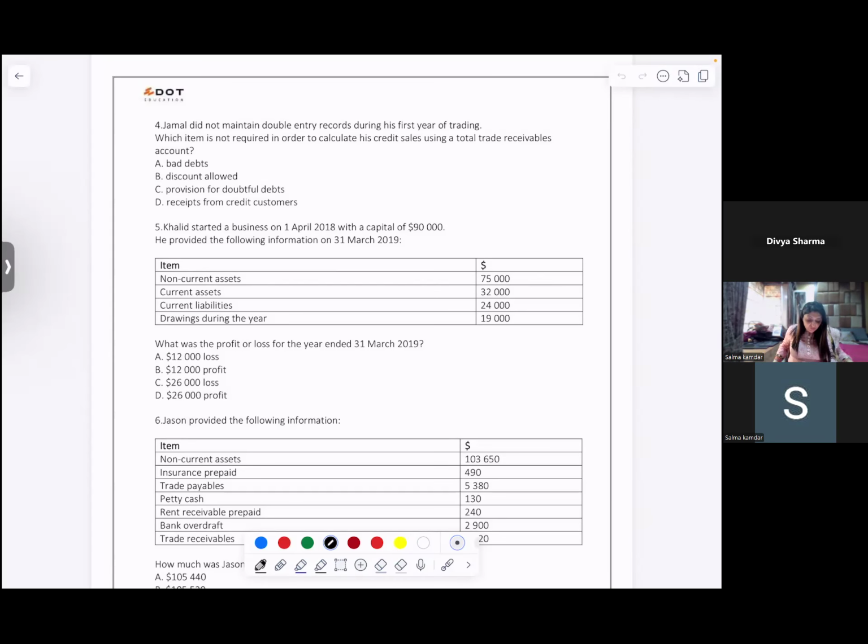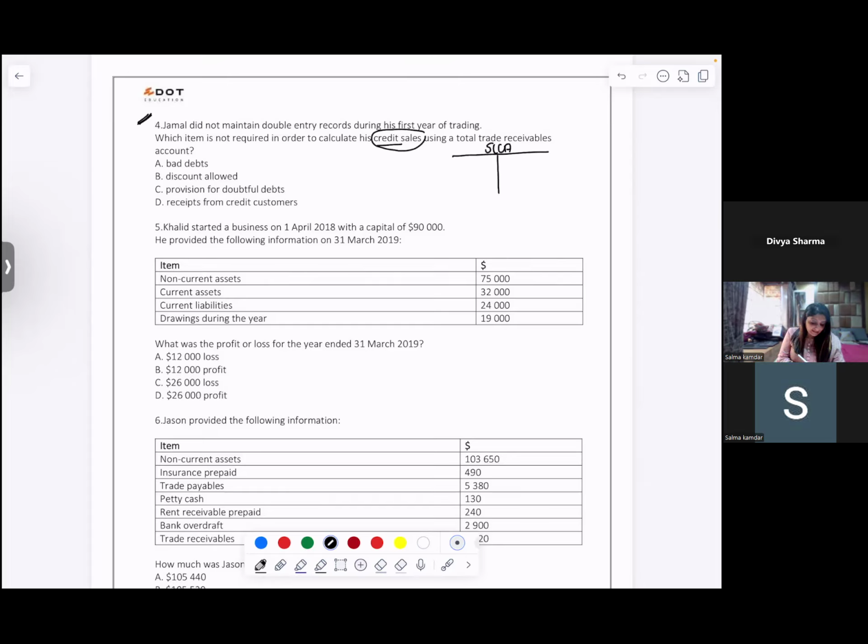Okay, what is the fourth question? The fourth question is Jamal did not maintain double entry records during his first year of trading. Which item is not recorded for calculation of credit sales? That means we have to see the SLCA format. If I want to find out credit sales, the account that I am going to look at is the SLCA.